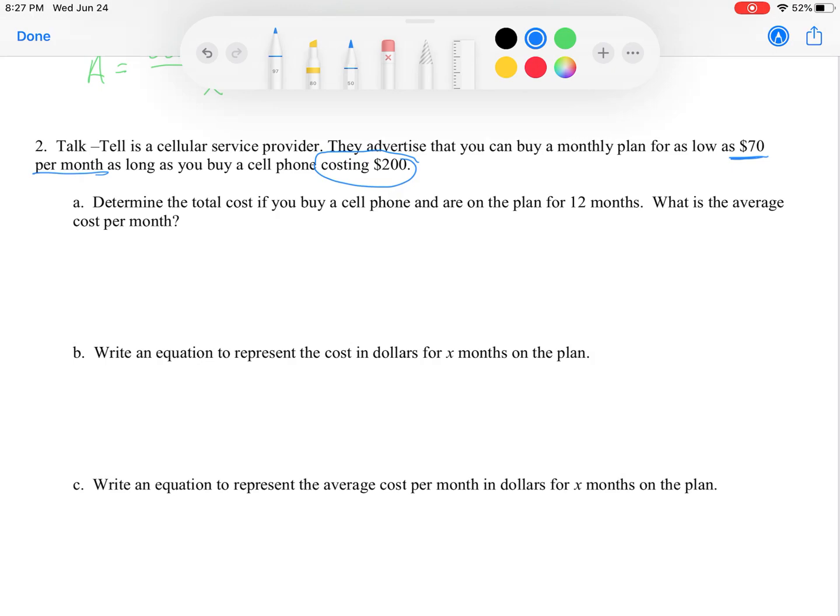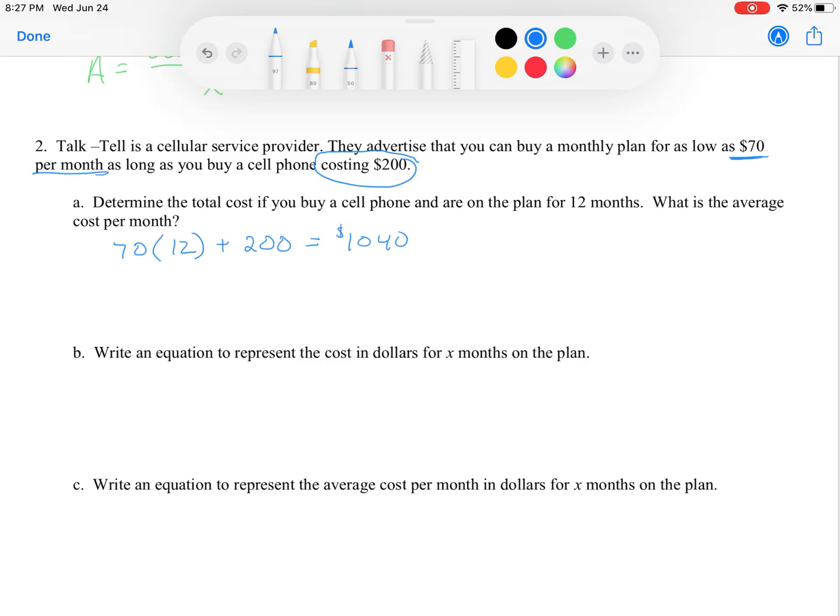So we write the $70 per month times 12 months, and then you have to add on the $200 phone. The $200 charge is, again, a one-time cost. It's not every month. You buy one phone for $200 and then you're done. The monthly plan comes in the $70 form. So we put these values in our calculator, 70 times 12 plus 200, and it gives us 1,040.